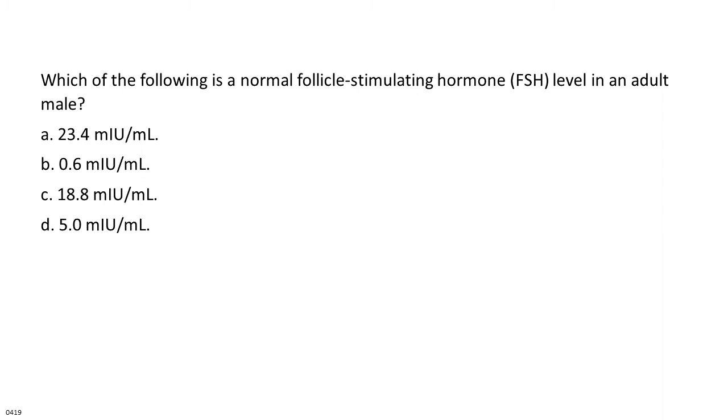Which of the following is a normal follicle-stimulating hormone, FSH, level in an adult male? A. 23.4 mA per milliliter. B. 0.6 mA per milliliter. C. 18.8 mA per milliliter. D. 5.0 mA per milliliter.